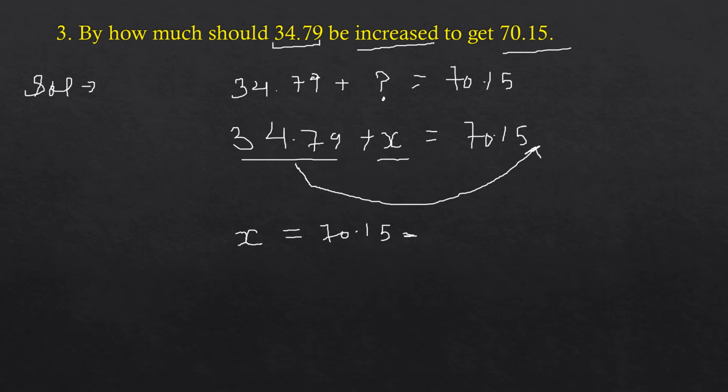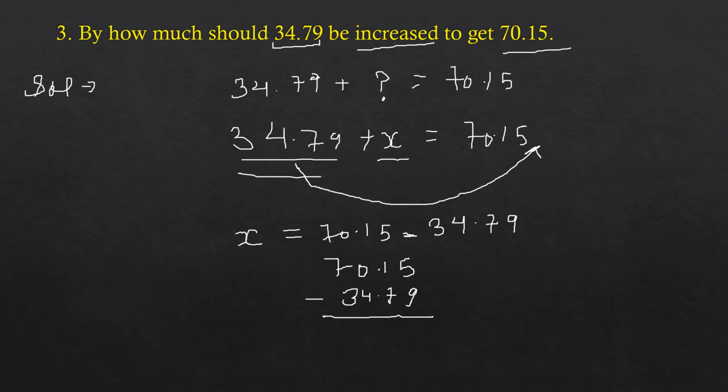Why? Because on the left side it had a positive sign, and when we transport something from the left hand side to the right hand side, or right to left, the sign gets changed. Now we will simply solve it. We have 70.15 and next we have 34.79. Now we will simply subtract them. We have to subtract because we have to tell by how much 34.79 should be increased to get 70.15.